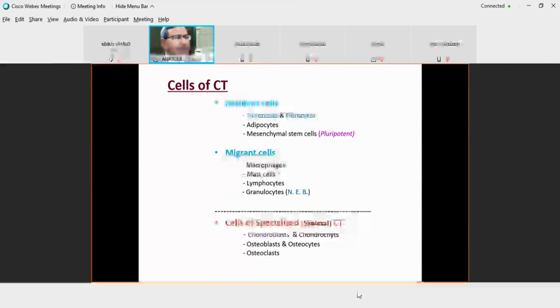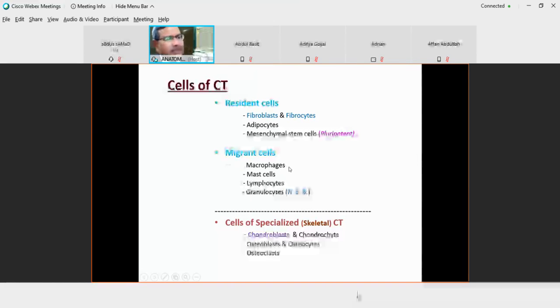Now come to the types of cells. The cells are also of different types, and they can be classified as resident cells or migrant cells. Resident cells are always there. For example, fibroblasts and fibrocytes, adipocytes, which store fat, and mesenchymal stem cells, which can differentiate into adipocytes or fibroblasts. They are responsible for secretion or production of those fibers or matrix. But there are other cells that come and go depending upon requirement, and they are called migrant cells.